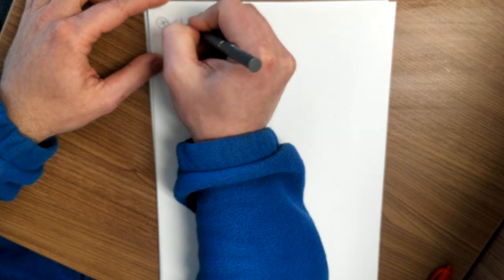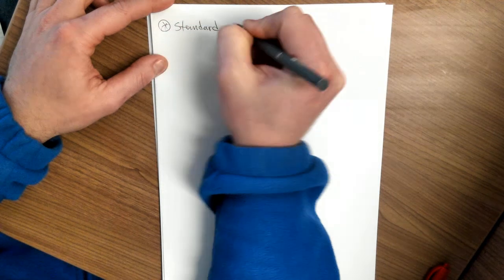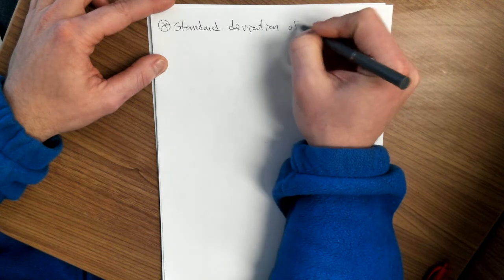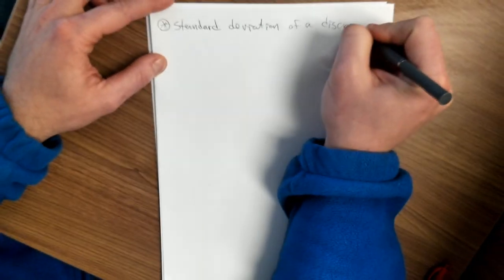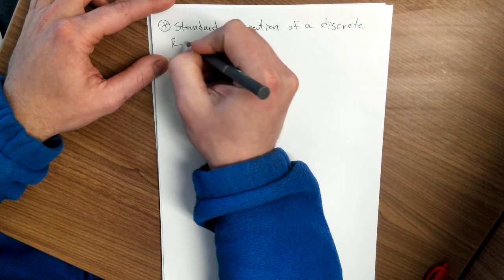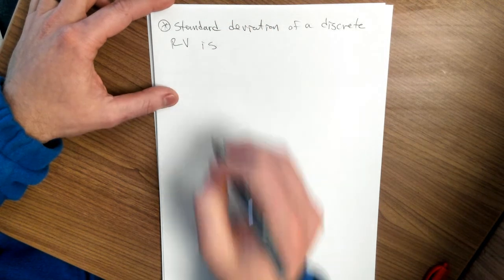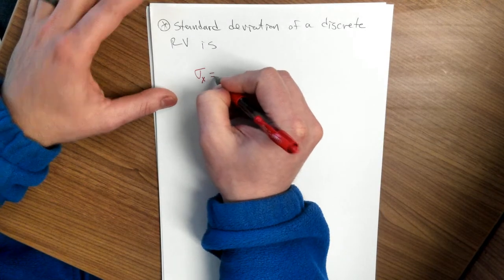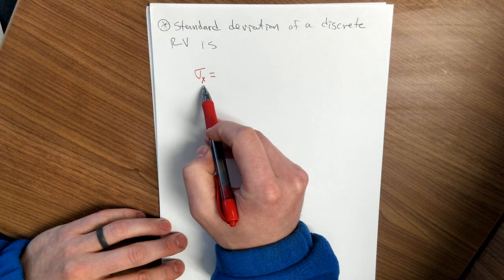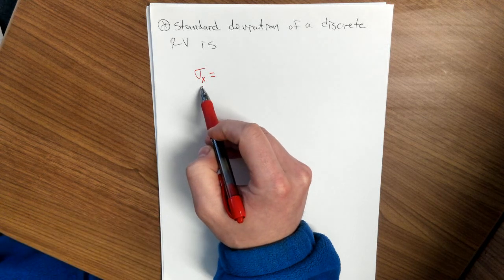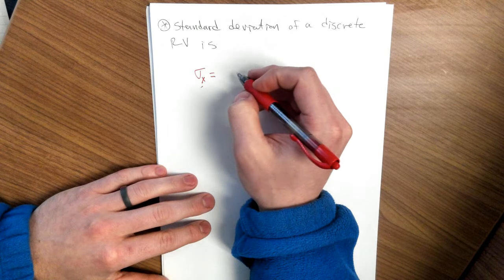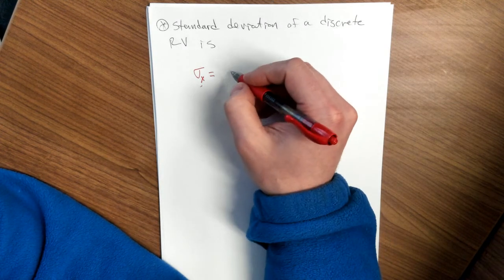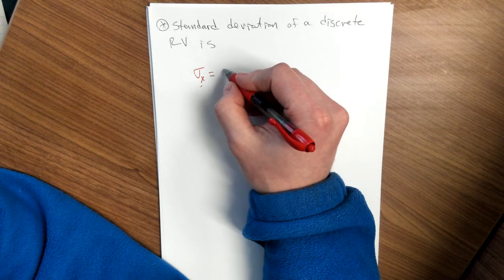So the standard deviation of a discrete random variable is, so we have sigma sub x, meaning we need this x here so that we know it's the standard deviation of a random variable. And there are two different forms you may see. I'm going to write two of them here.